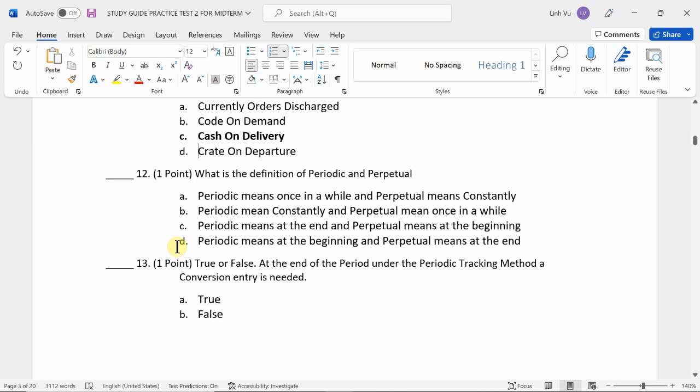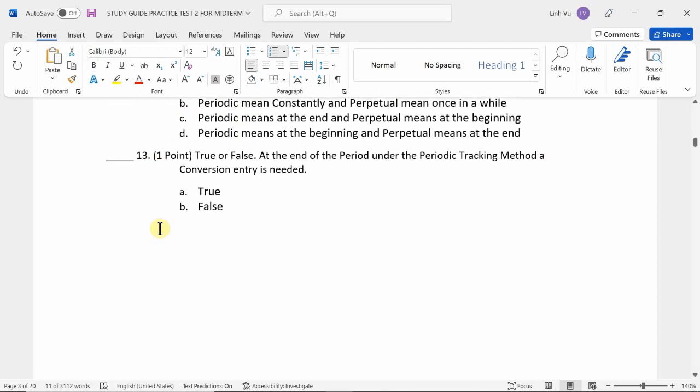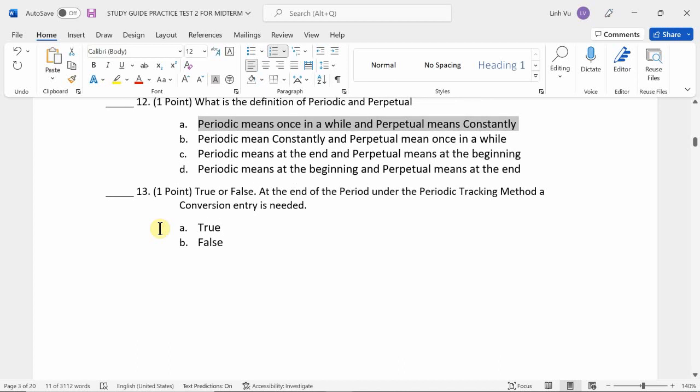Number 12. What is the definition of periodic and perpetual? A. Periodic means once in a while, and perpetual means constantly. That is correct. Number 13. True or false, at the end of the period under the periodic tracking method, a conversion entry is needed. True. Yes, you need to convert your inventory because under periodic inventory you need to be able to do both periodic and perpetual inventories. So periodic, we purchase them as expenses, and at the end, we have to convert them into inventory. So yes, that is true.